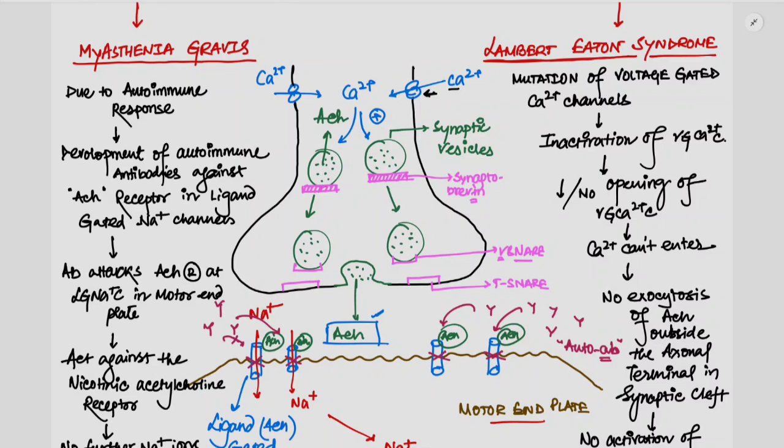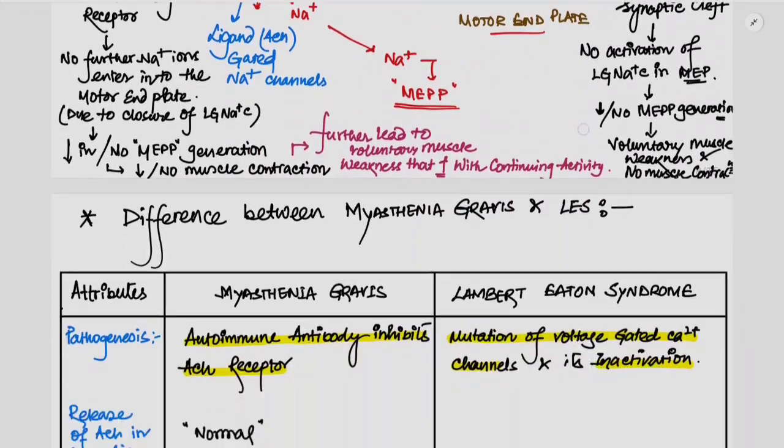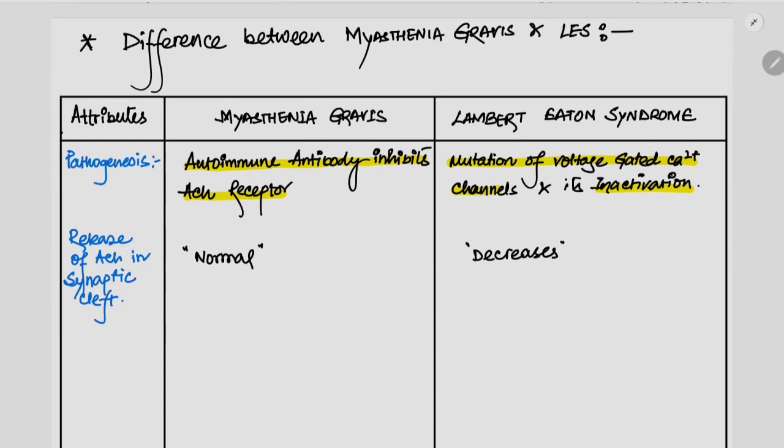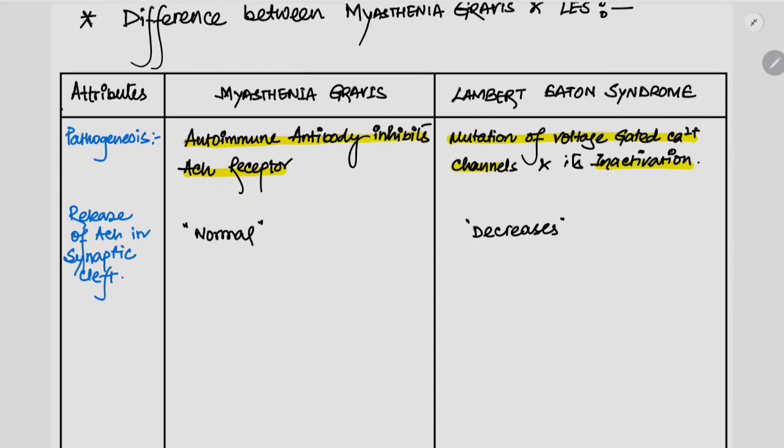Hence the synaptic vesicles cannot fuse with the axonal terminal and the acetylcholine cannot release out into the synaptic cleft. So the concentration of the acetylcholine in the synaptic cleft is decreasing. So here release of acetylcholine decreases, right? Third, association with thymic enlargement.